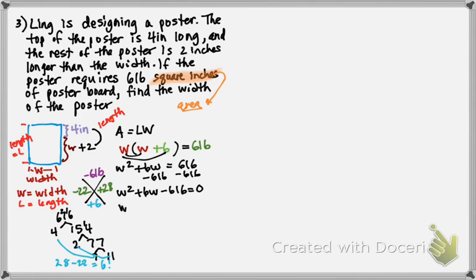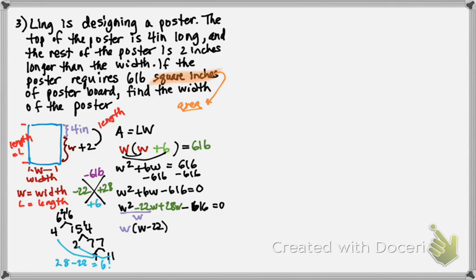So then I get W squared is going to stay, and negative 616 is going to stay, and equals 0 is going to stay. And then I'm going to get negative 22W plus 28W. And then I'm going to go ahead and factor by grouping. So the first two have a W in common, so that gives me W times the quantity W minus 22.